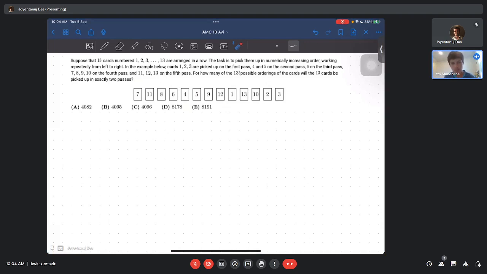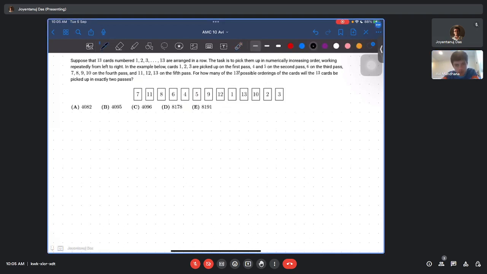So all cards picked up in 2 passes? Yes, all the cards should be picked up in two passes. Okay, so let us see the problem with a lesser number of cards. 13 cards is a big number. So suppose you have 5 cards, right? Let us see the problem in a smaller quantity.